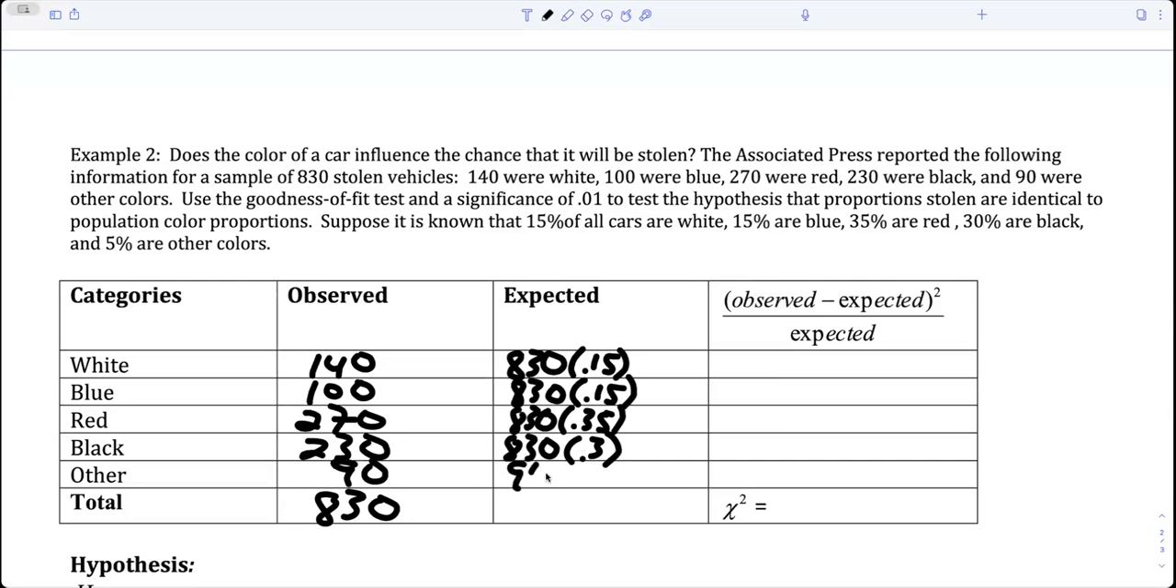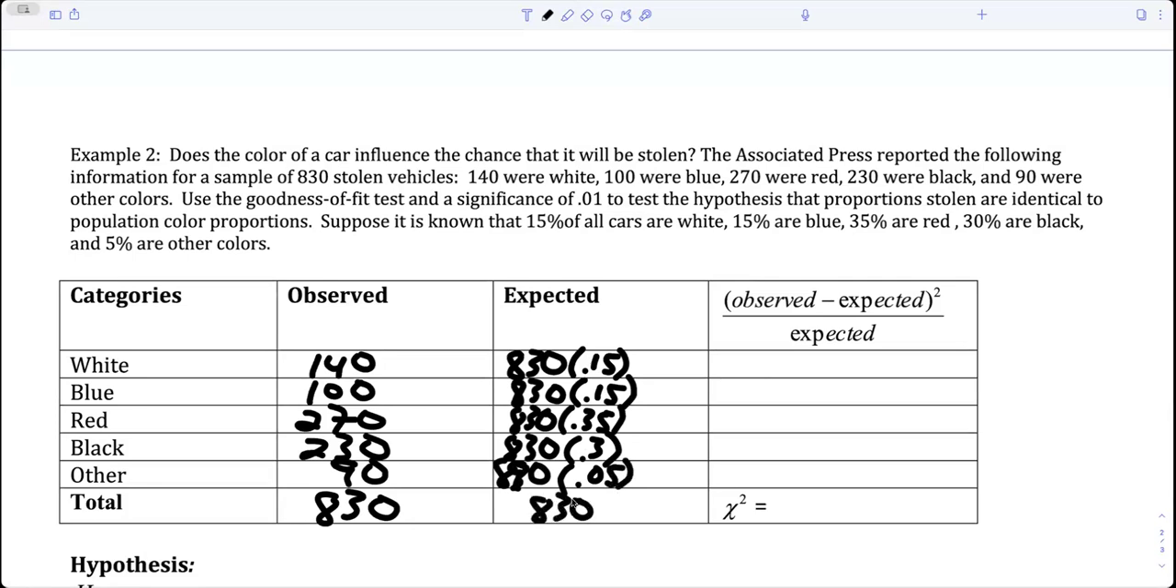Then we have, sorry, it's not 90, it's 830, times the percentage for the others, 0.05.